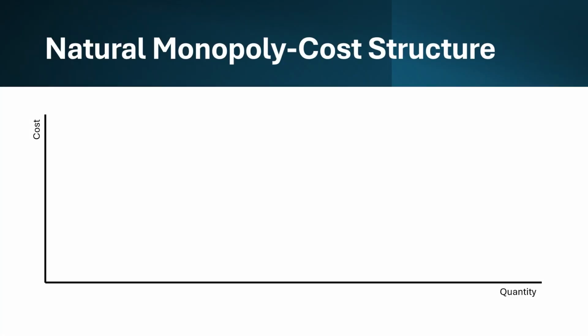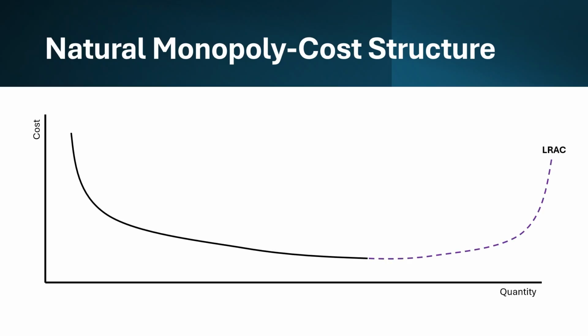Let's now see how all of this appears in a diagram, starting with the cost curves. In a normal firm, the long run average cost curve is usually U shaped. But in the case of a natural monopoly, because fixed costs are very high, the firm needs to produce a very large output to keep average cost low. This means the minimum efficient scale is very large. So instead of becoming U shaped, the long run average cost remains downward sloping over the relevant range of market demand. This is why it is more efficient for one large firm to supply the whole market than for many small firms to compete.